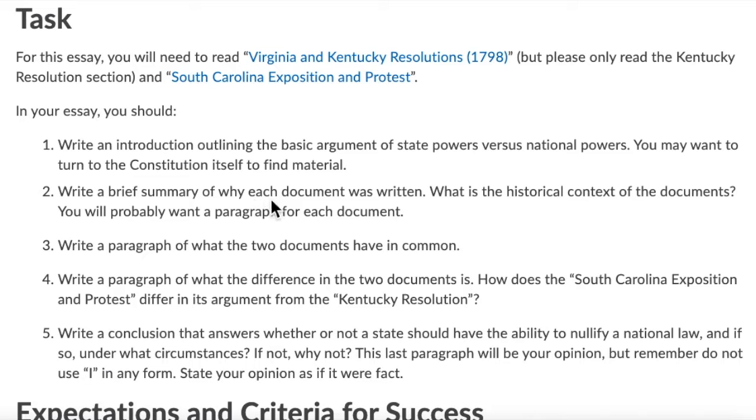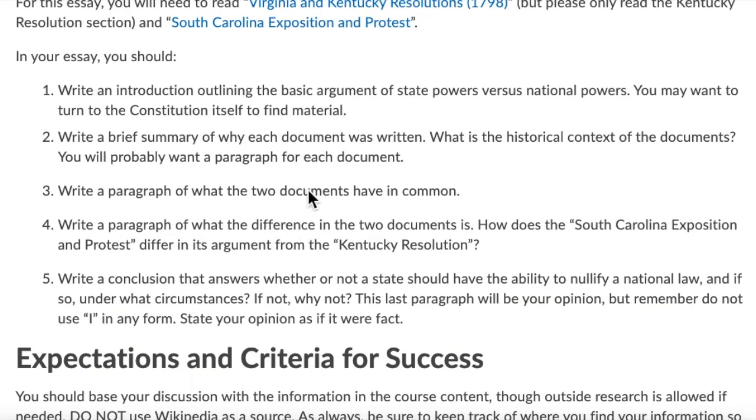Write a brief summary of why each document was written. This is critical, because this is where we get into the differences in the time period of the two documents. The documents were written for very different reasons. What is the historical context? Again, you will probably want to write a paragraph for each document. Each paragraph needs to be 6 to 8 sentences. They need to be complete, they need to be clear, and as specific as they can be. So, what was the driving force behind each of these documents? Why were they written? And who wrote them?